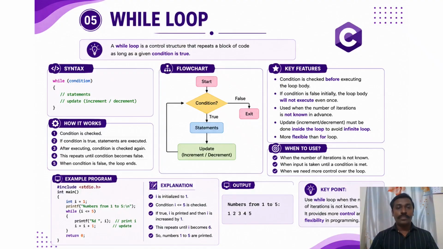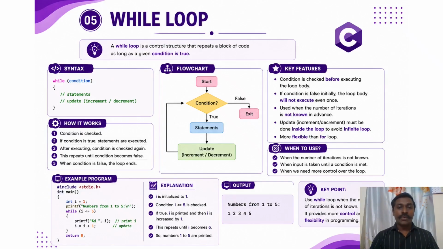What is a while loop? A while loop is a control structure that repeats a block of code as long as a given condition is true. For example, we can do the same thing if we want to print 1 to 10. The syntax here is while, in brackets condition, then the block of statements, and the increment or decrement, that is the updation, is done inside the block of the while loop.